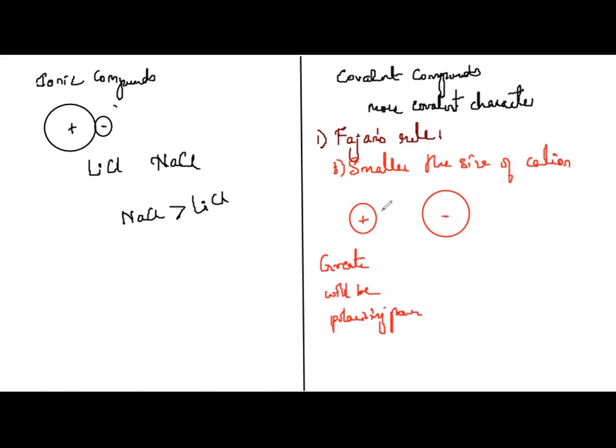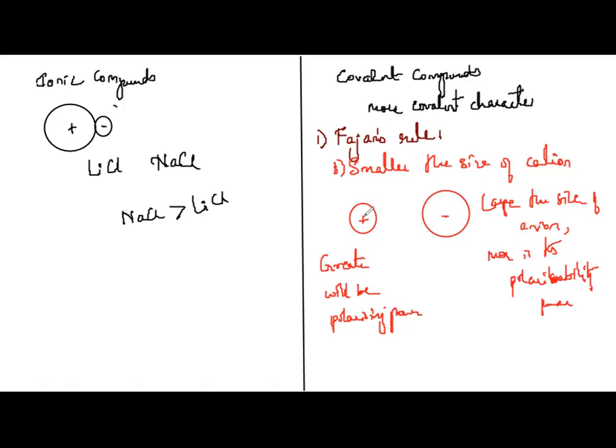When both the ions come together, larger the size of anion, more is its polarizability power. That means more will be its power to get polarized. This will have power to polarize something, and this will have power to get polarized by someone. Yes. So what is this? Let us try to understand. This is nothing but Fajans rule.